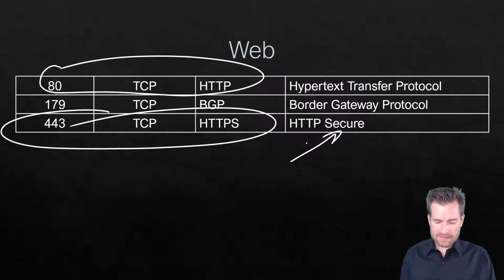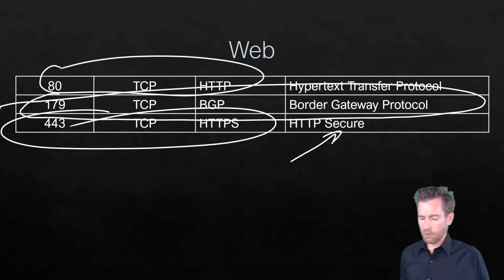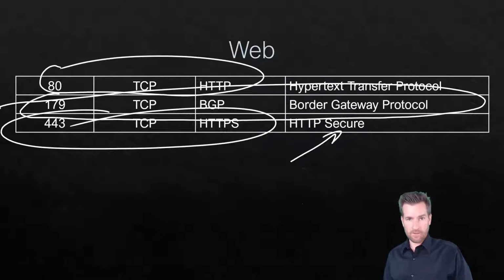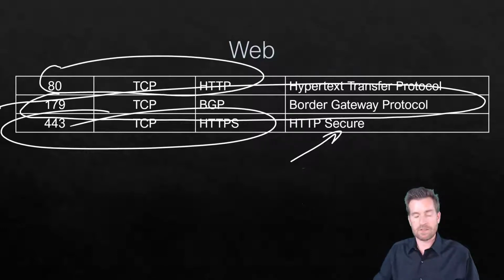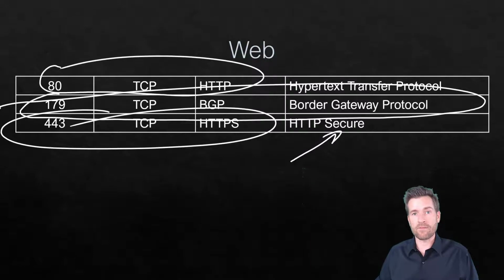I did sneak this other one in here, port 179, which is TCP. It's Border Gateway Protocol. You'll have to know that if you're going for your Cisco certification. BGP is a dynamic routing protocol and a way for communication to be established. I kind of snuck it into this web category, even though I don't know if it's completely fitting. But that's the Border Gateway Protocol, or BGP, port 179.